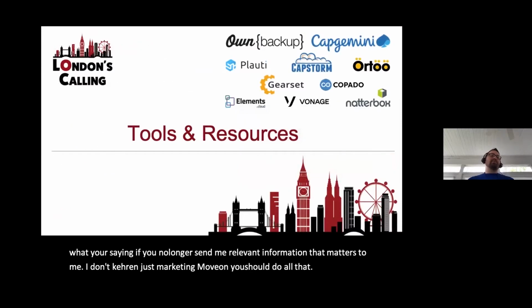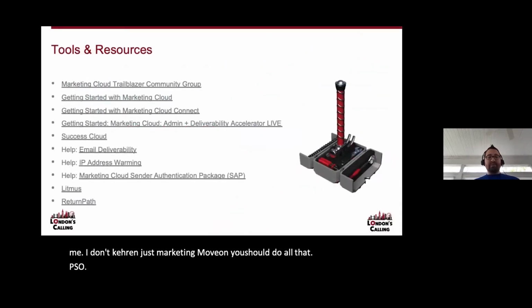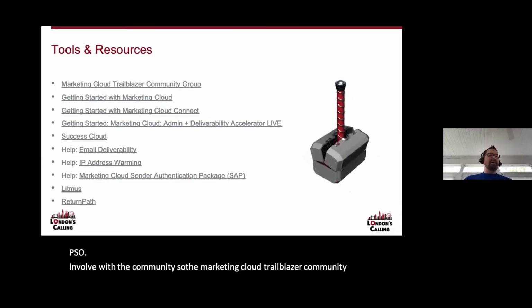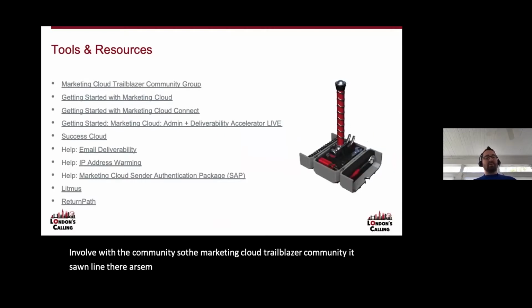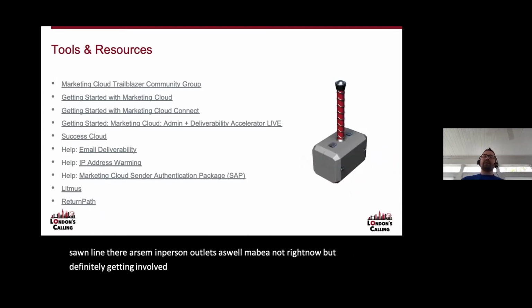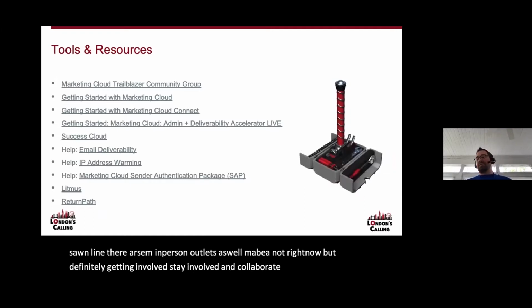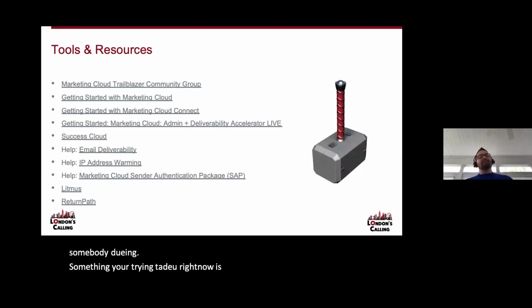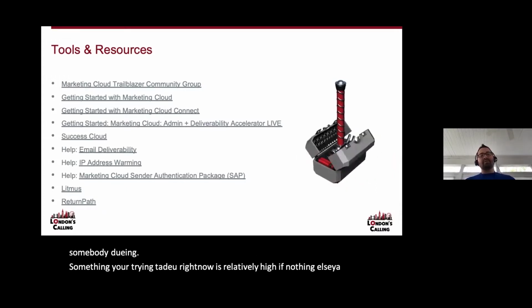So some tools and resources to help you equip yourself to manage these tasks ahead are: get involved with the community. So the Marketing Cloud Trailblazer community, it's online. There are some in-person outlets as well. Maybe not right now, but definitely get involved, stay involved, and collaborate. Likelihood of somebody doing something you're trying to do right now is relatively high. If nothing else, you can bounce some ideas off of your fellow users.